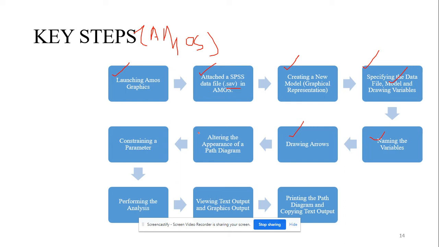We alter the appearance of the path diagram if required so that it looks proper. We constrain a parameter in terms of error, regression path coefficient being 1. In one of the relationships between the dependent variable and the independent variable, one of the regression paths, the regression coefficient is set to 1.